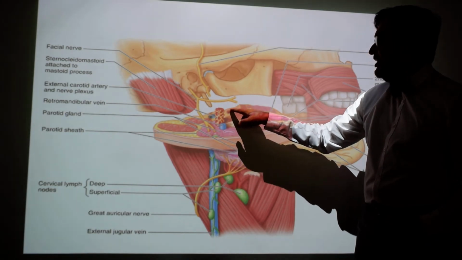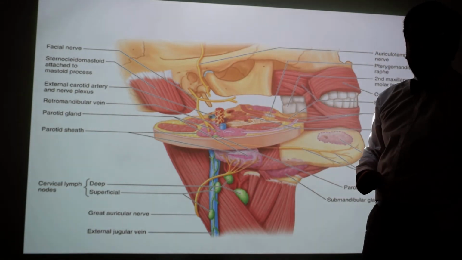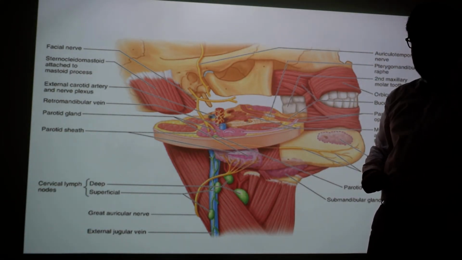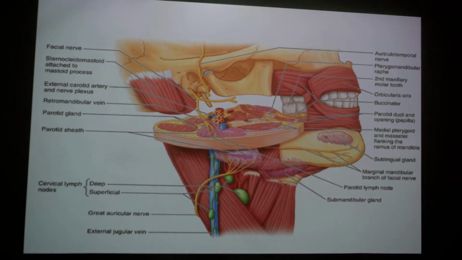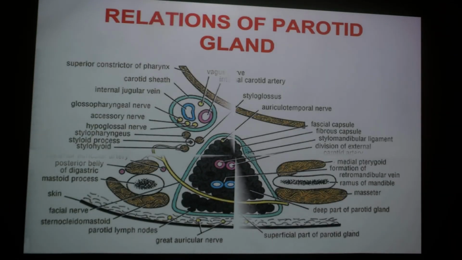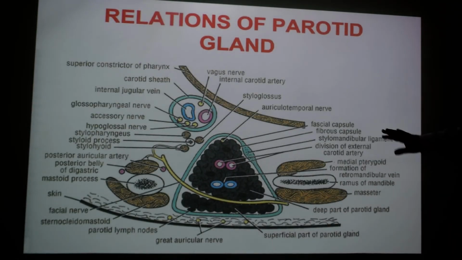And then you have these vessels which are the internal carotid vessels and the 9th, 10th, 11th cranial nerves. And as you go medially, you are coming to the pharynx. Again, if you can make out this picture. Anybody has a problem with this picture?